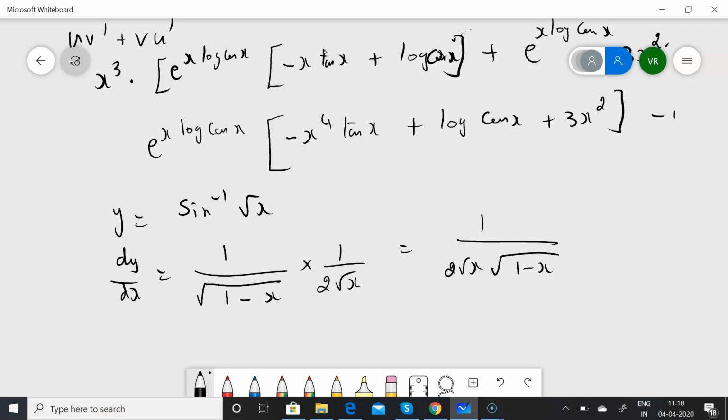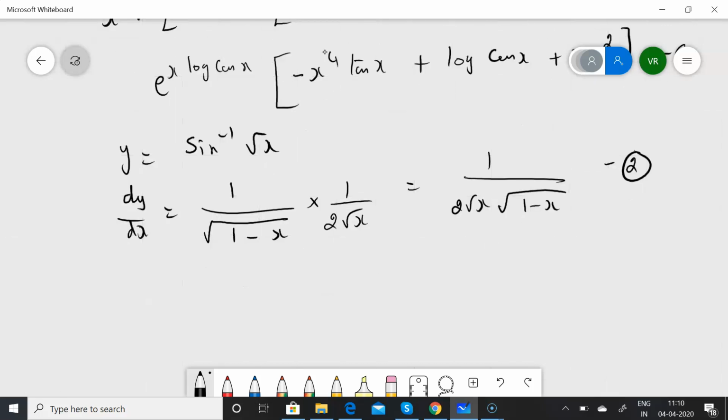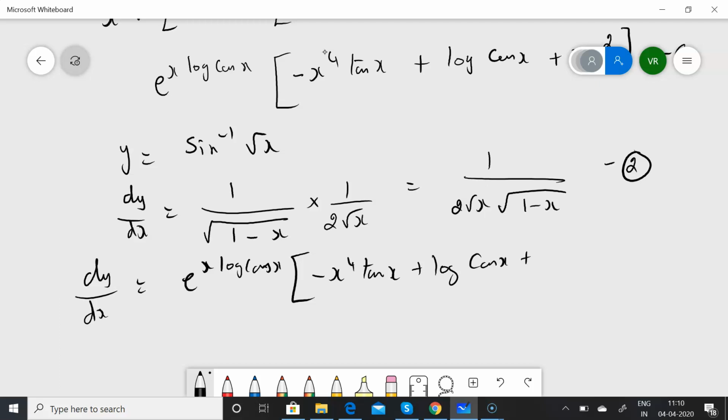Now let me combine the first and the second. Now I'll be getting dy by dx is nothing but e to the power of x log of cos x into minus x power 4 tan x plus log of cos x plus 3x squared plus 1 by 2 root x into root of 1 minus x.